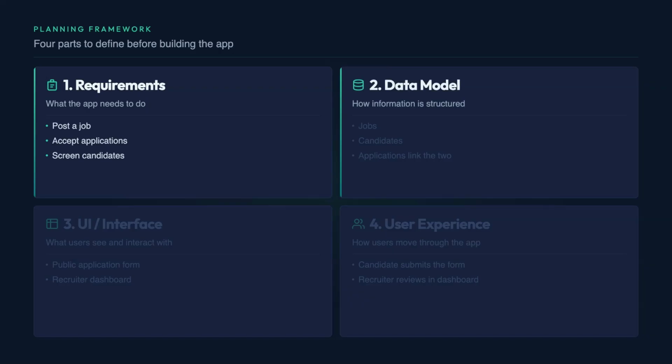Part two is the data model or the database. What tables do we need? We just need jobs and candidates. And the application is the link between a candidate and a job. That's the relationship that matters.